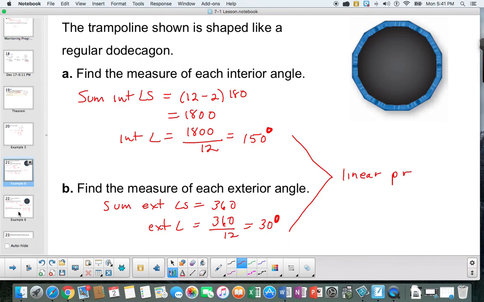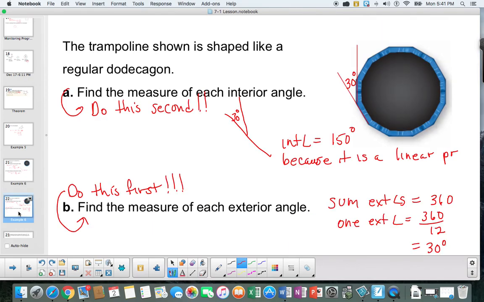Now, those of you who want some shortcuts and want to do things a little bit more efficiently, when you do this problem, don't do the interior angle first. Do the exterior angle first because it's the easier formula. So we take 360 divided by 12 and get the 30 degrees first. Once you get the 30 degrees, you know that the interior angle has to be the supplement because they are a linear pair. And take a look at this picture. You can see 30 degrees and 150 degrees do indeed make a straight line.